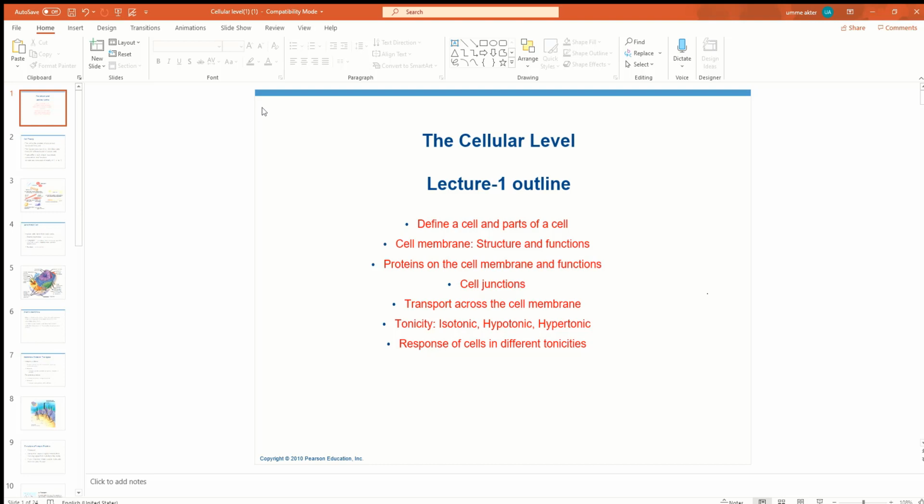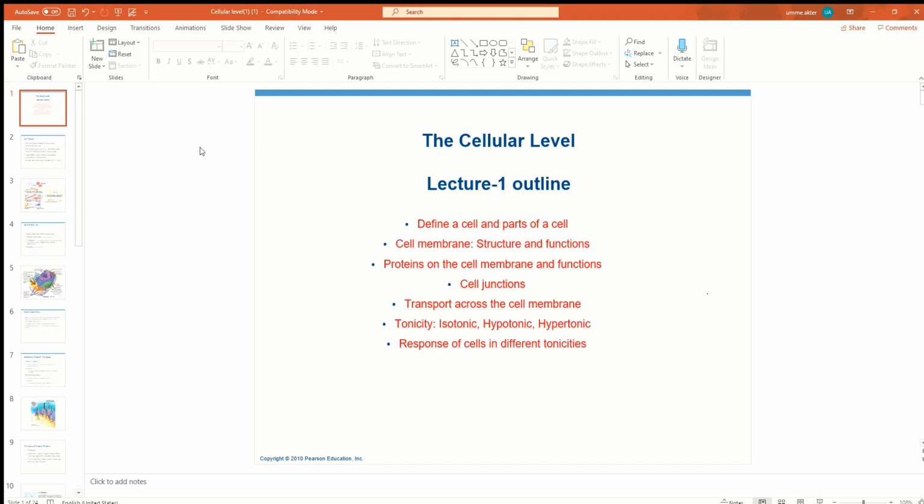Hello everybody. Today we'll talk about the cell, the structural and functional unit of the living organism. All the living organisms are composed of cells. However, some living organisms are composed of hundreds of billions of cells. For example, the human body. Many different types of cells come together to form the human body.